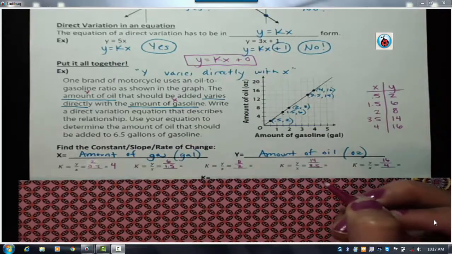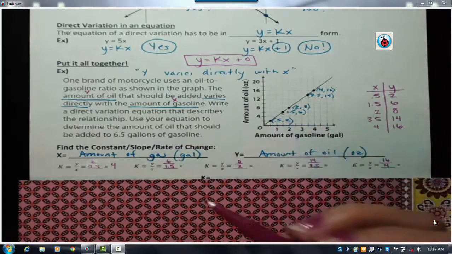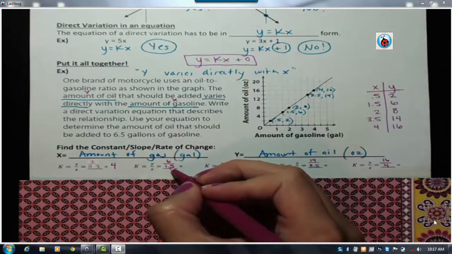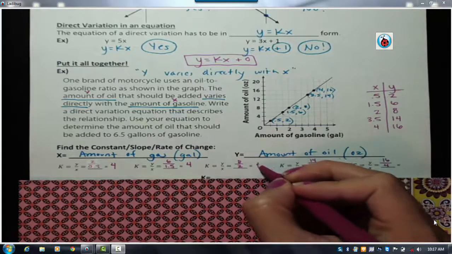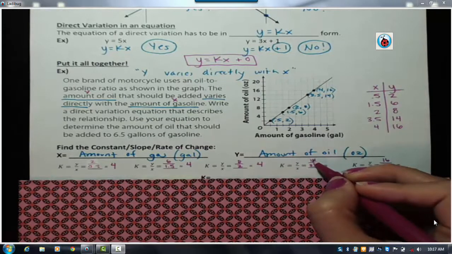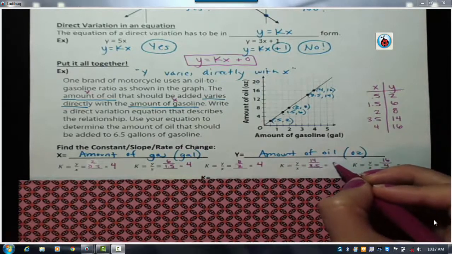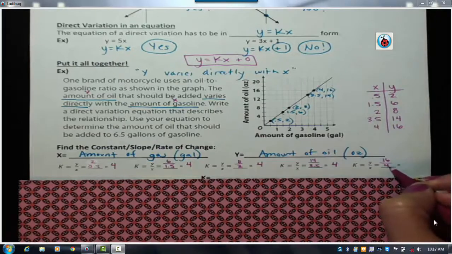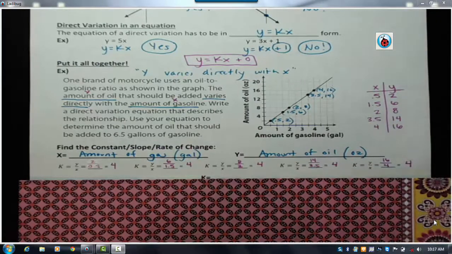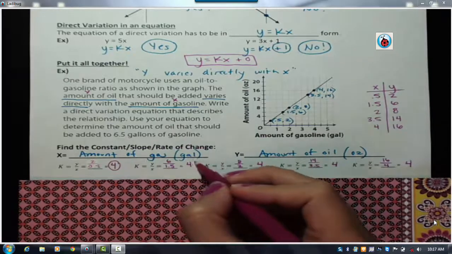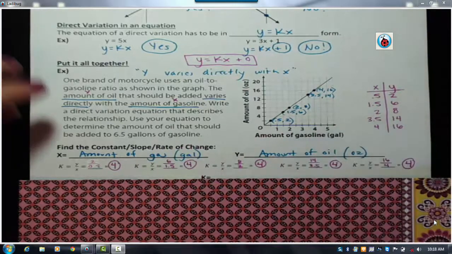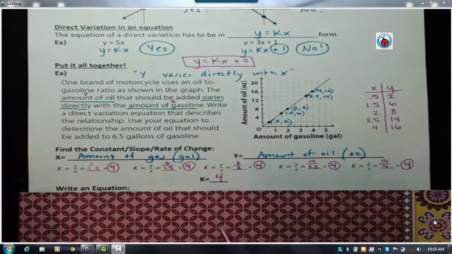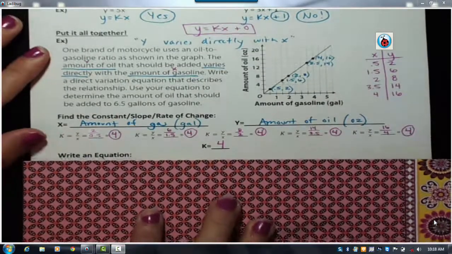I'm going to do that for every single coordinate that's in my xy table. 6 divided by 1.5 is 4. 8 divided by 2 is 4. 14 divided by 3.5 is 4. And 16 divided by 4 is 4. Since my constants are all the same for all of the given coordinates, I know that my constant is 4.